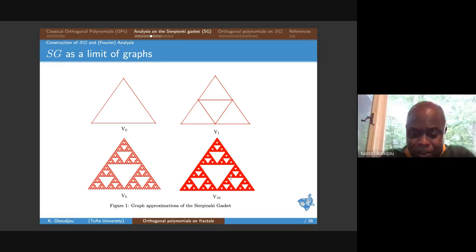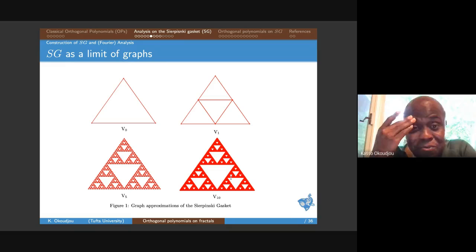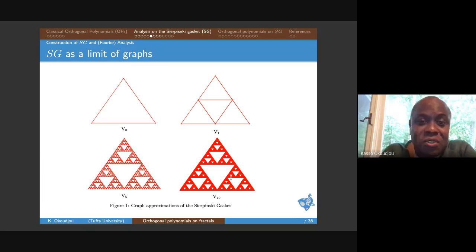All right, so the next thing that I would like to do is Fourier analysis here, and that's what I was trying to do. I work in harmonic analysis, so my first instinct is to build things that are going to behave like cosine and sine waves on the Sierpinski triangle. So I'm going to do that by defining a graph Laplacian.